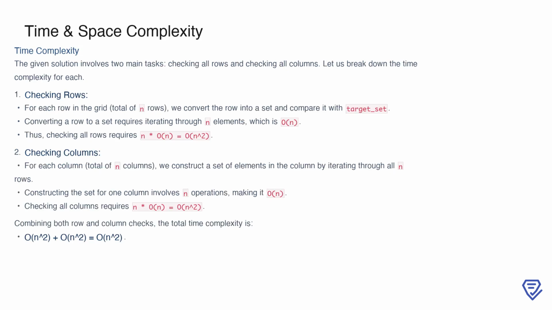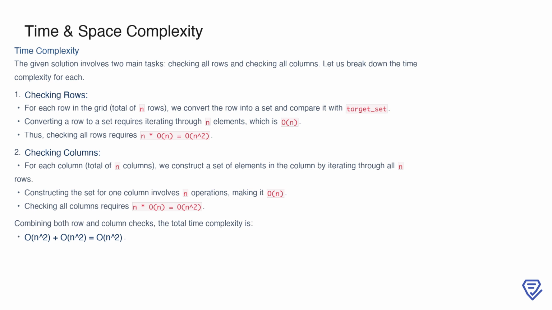The time complexity of our solution is determined by two main tasks: checking all rows and checking all columns. Let's first analyze the row checks. For each of the n rows in the grid, we convert the row into a set and compare it with the target_set. Converting a row to a set involves iterating through n elements, which is an O(n) operation. Since we perform this for all n rows, the total time complexity for row checks becomes n * O(n), or O(n²).